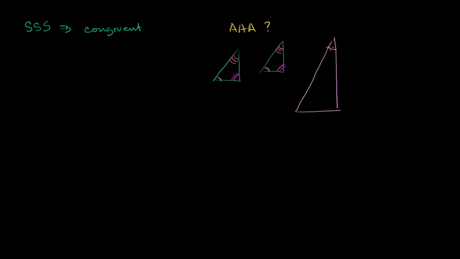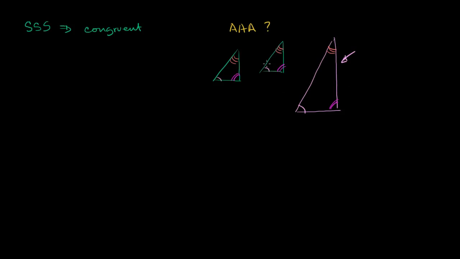That angle is congruent to that angle. This angle down here is congruent to this angle over here. And this angle over here is congruent to this angle over here. So all of the angles in all three of these triangles are the same. The corresponding angles have the same measure. But clearly this triangle right over here is not the same. It is not congruent to the other two.